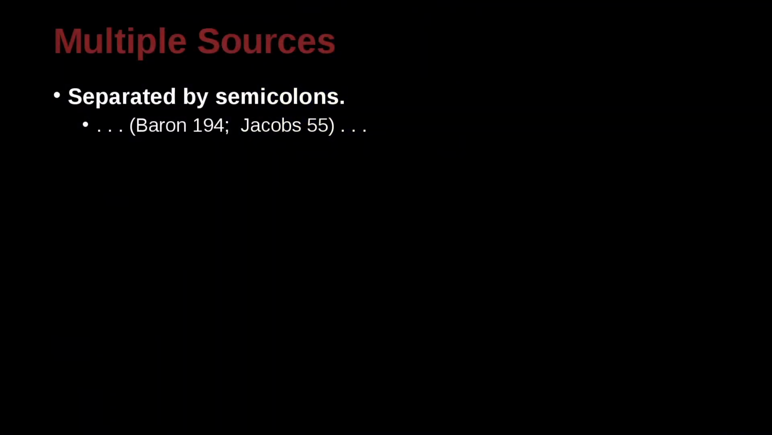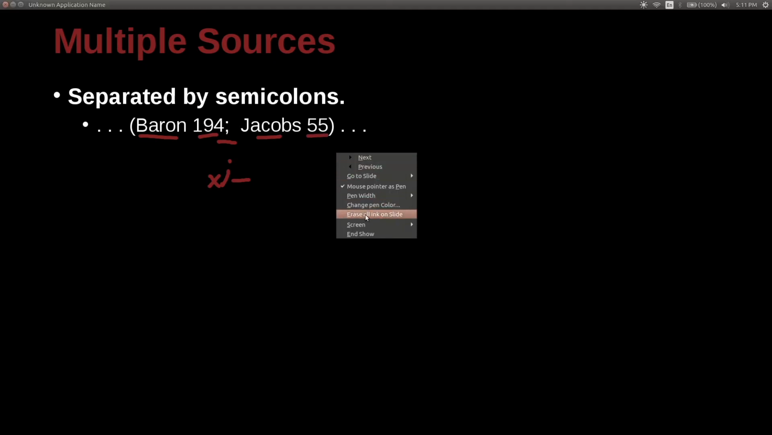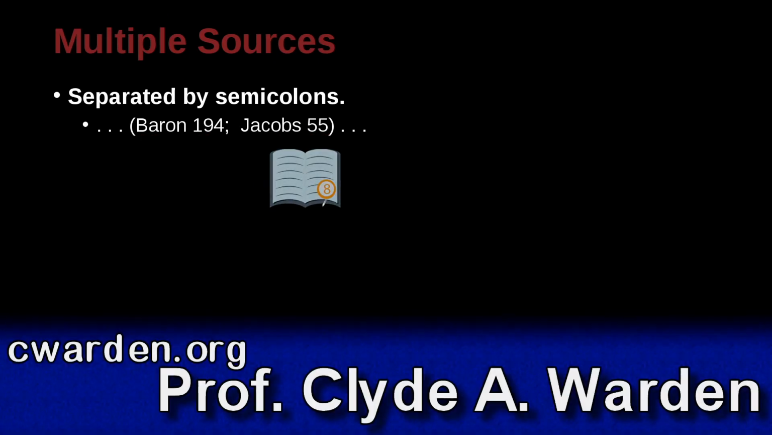If you have more than one source inside of a parentheses, how do you separate them? You separate them by using the semicolon. Remember, semicolon, no space before, one space after. So here we have Baron, 94. What is 94? 94 is the page number. Jacobs, 55. What is 55? 55 is the page number.